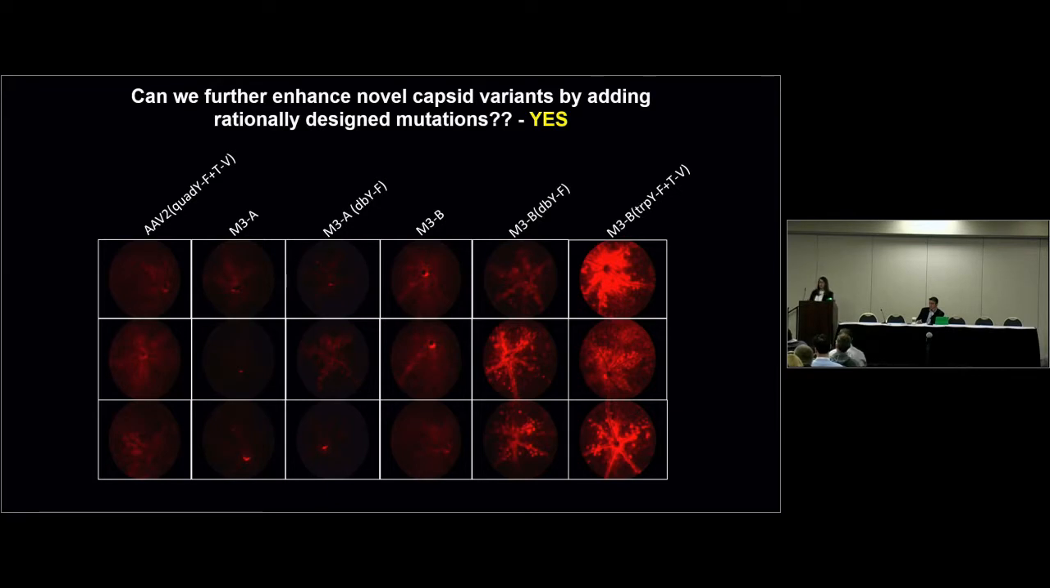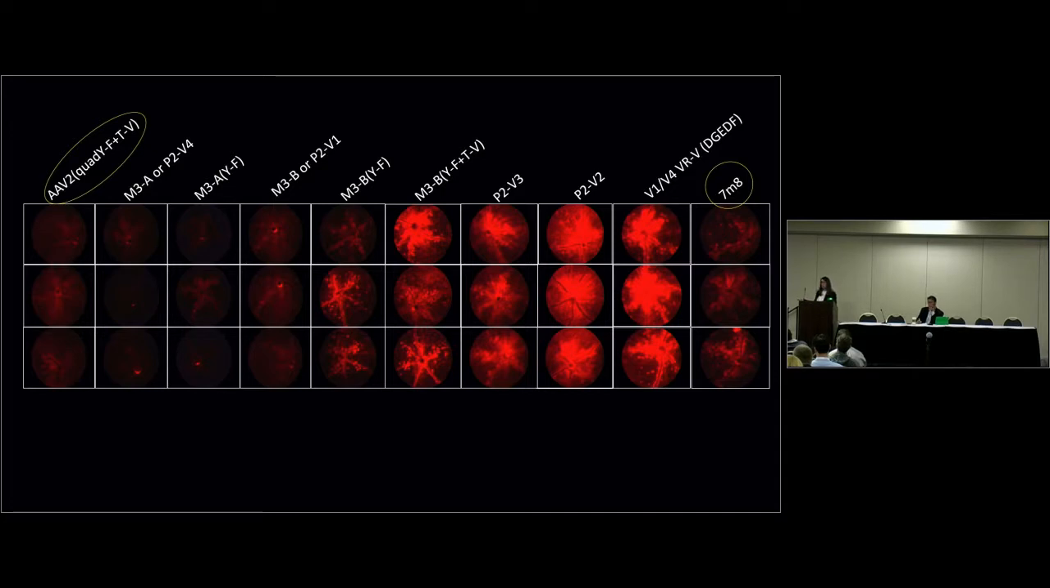The next question we asked was, well, can we further improve this with rational design? Even though these libraries are very complex, there are still not an infinite number of possibilities contained within them. So we thought that we could add to this by incorporating some of those YF changes that I spoke about earlier. And the answer to that question was yes. You can see that one of the variants mined via the library screen that had YF and threonine to valine mutations added exhibited further improvements in transduction. And this is just a pictorial summary of all of the variants that we've looked at so far relative to the benchmark vectors on the far left and the far right.